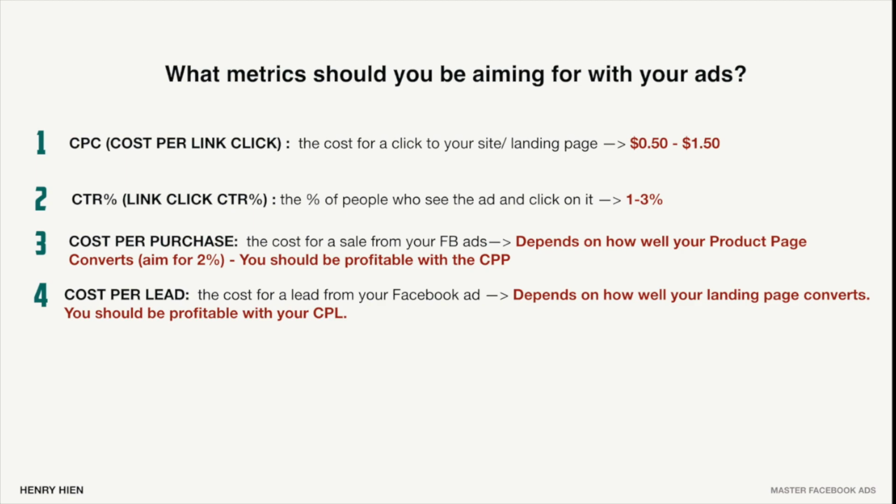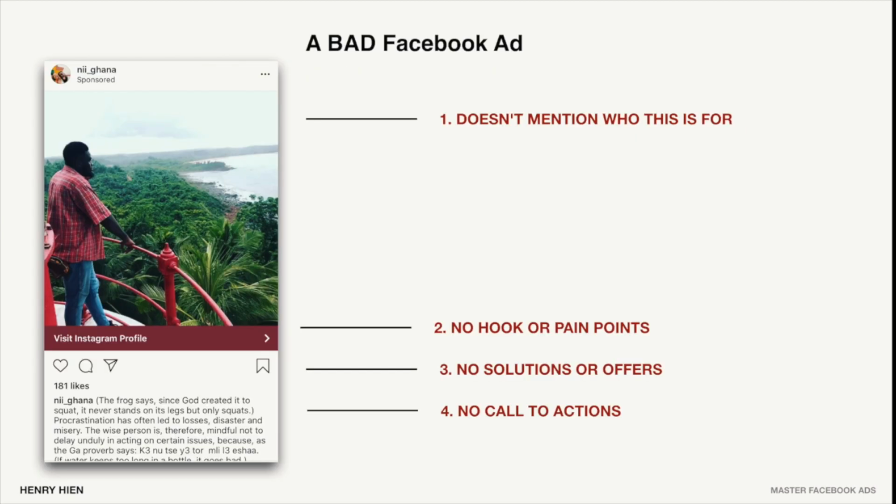Next, obviously, look for a cost per purchase, and this is the cost for a sale from your Facebook ad. So the cost per purchase you should go for depends on how well your product page converts. You need to aim for around 2% from cold traffic. That is what you generally want to be aiming for, and you should make sure you are profitable with your cost per purchase and it makes sense for you. The same thing with your cost per lead. The cost per lead from your Facebook ads, again, depends on how well your landing page converts, and you should be profitable with a good cost per lead.